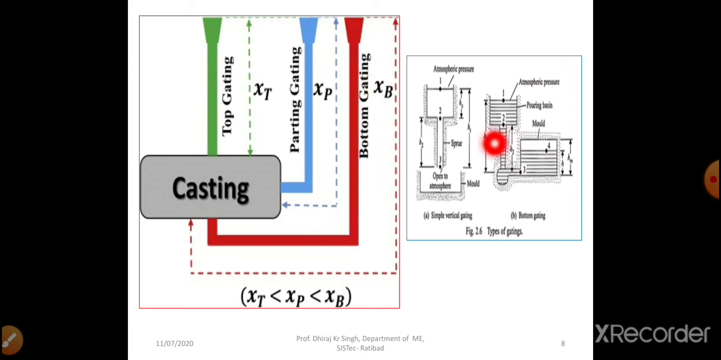Here in this diagram, this is our pouring basin, this is our sprue, and this is the mold cavity. So this is simple vertical gating or top gating. And in this diagram, this is our pouring basin, this is our sprue, this is the sprue base well, this is the runner, and this is finally our mold cavity. If we want to install a riser, we can keep a riser for solid shrinkage here. So this is bottom gating, because molten metal is coming at the bottom of the mold cavity.